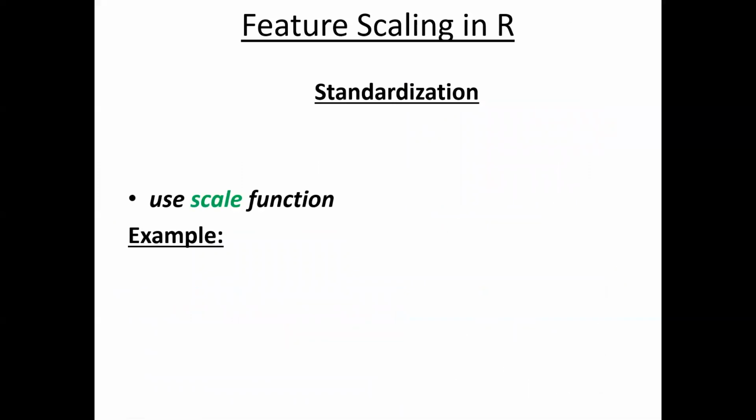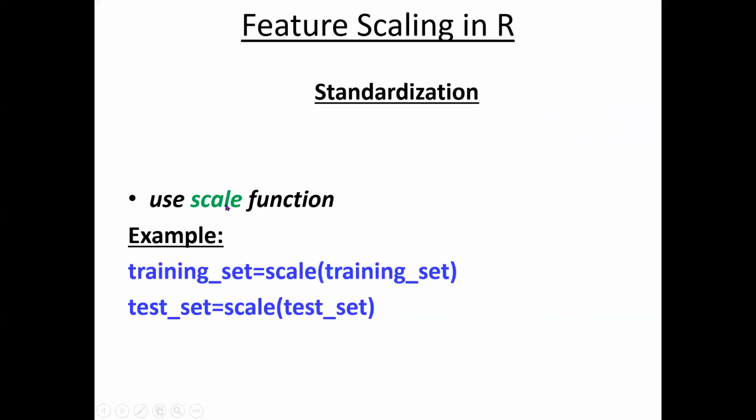How can we do it in R? For normalization, it is so simple: you need to calculate the maximum and minimum values in each and every column, and then, using those, write a function. But for standardization, there is a function in R programming. Simply use the scale function. For example, to apply it to the training set: training set is equal to scale of training set, and test set is equal to scale of test set. So simply the scale function is used.